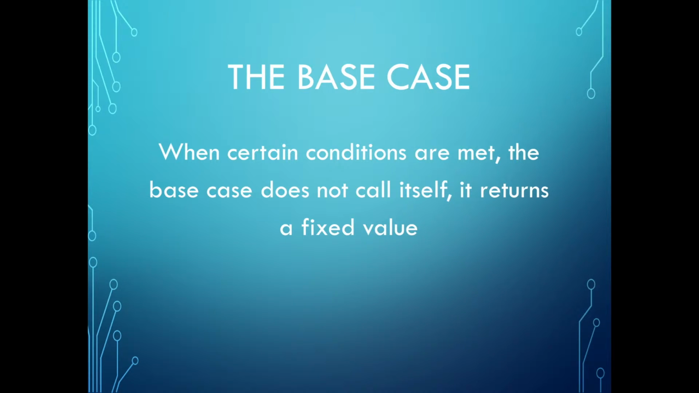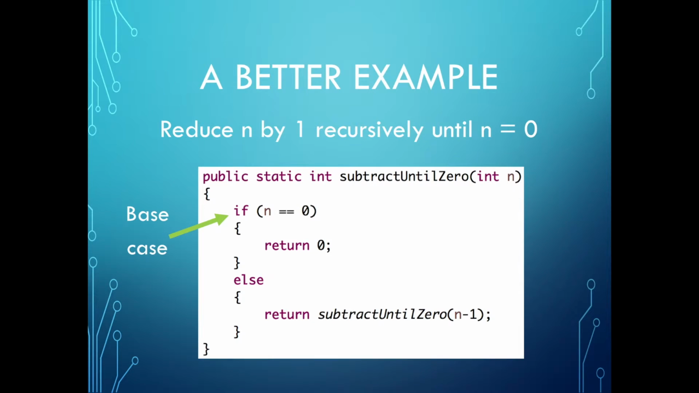This is why all recursive methods should contain a base case, which is the 4th essential component, where if certain conditions are met, the method will not call itself again, it will return a value instead. Let's modify this recursive method to contain a base case. The method will reduce n by 1 until n equals 0. This is what the method will look like. Let's trace it and observe what happens.